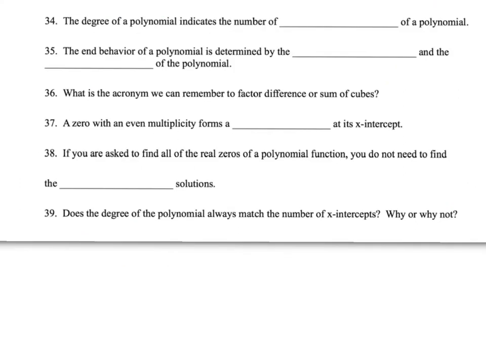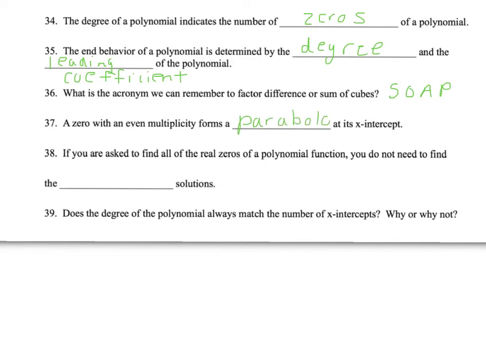The degree of a polynomial indicates the number of solutions or zeros or roots. You can use any of those numbers. I'm just going to use zeros. Number of zeros of a polynomial. The end behavior of a polynomial is determined by the degree and the leading coefficient of the polynomial. What is the acronym we can remember to factor difference or sum of cubes? That is SOAP. Same sign, opposite sign, always positive. A 0 with an even multiplicity forms a parabola at the x-intercept, or the x-axis.